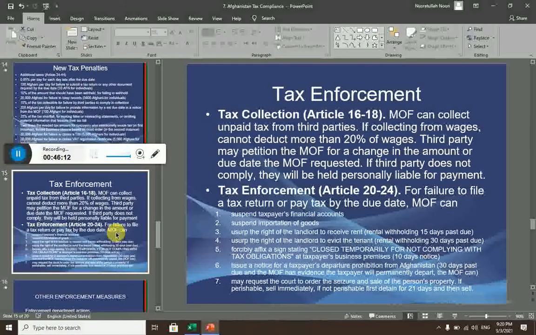Tax enforcement is Article 20 to Article 24. For failure to file a tax return or pay tax by the due date, the Minister of Finance can suspend taxpayers' financial accounts. These are tax enforcement actions from 1 to 7. If you are not complying, not only will you end up paying those penalties, but the Ministry of Finance or the tax office will also take these enforcement actions. Number 1, suspend your financial account, suspend importation of goods, or export and import, meaning they will suspend your business.